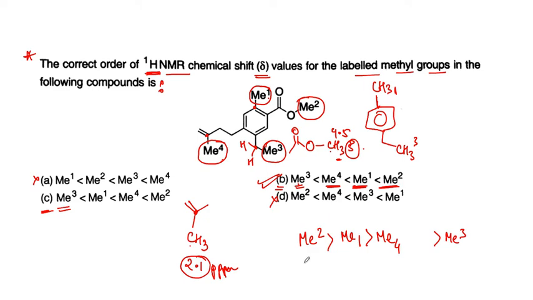So I hope guys that you really understood the concept of the values that you are getting, where on the delta scale you are going to get different values for different types of protons. This is very, very important to understand. The more questions you solve, the better it would be for you.